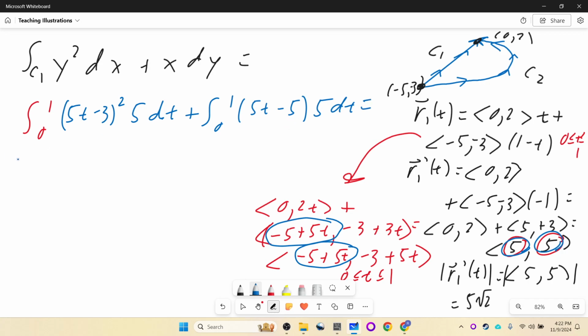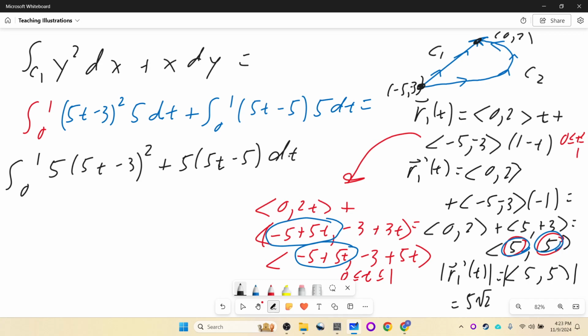So that's the integral from 0 to 1 of (5t minus 3) squared plus 5 times (5t minus 5) dt. And I'm not going to work all this out. I end up with negative 5 over 6 as the answer. I'm sure you can work that part out on your own.